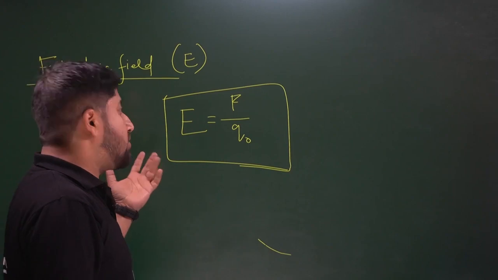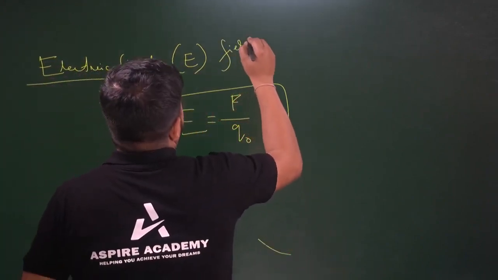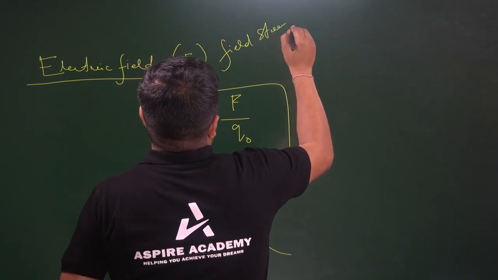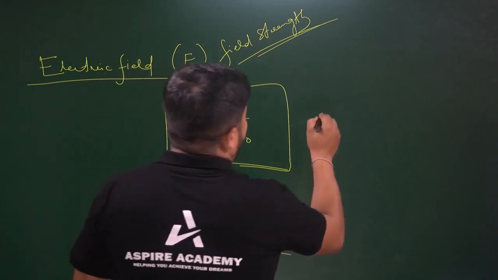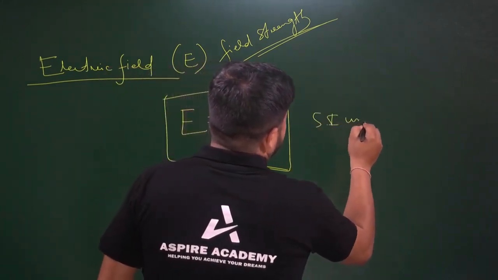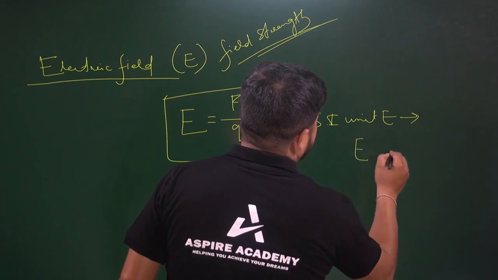So now what is electric field? We already calculated. Electric field or field strength, same thing. Electric field and field strength are the same thing. So now what is the SI unit of E? We know E is equal to what?